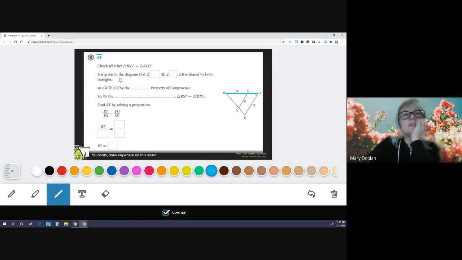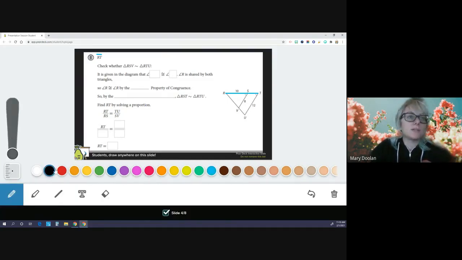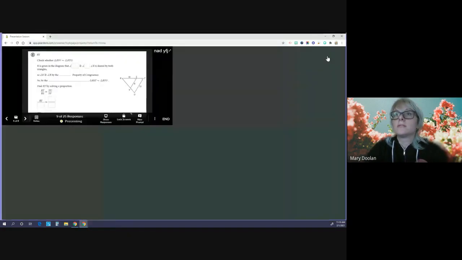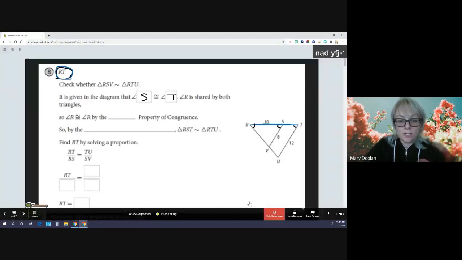It is given in the diagram that some angle is congruent to some other angle. So what is given in the diagram? If we look over at our diagram, I'm going to grab the pencil tool here and see that there are a pair of congruent angles, and they're marked like this. So what we want to do is fill in these boxes right here with the information that represents those two angle measures. I'm going to check and see what you're writing on your slides. I have 9 of you that have already started doing this. We have S and T.